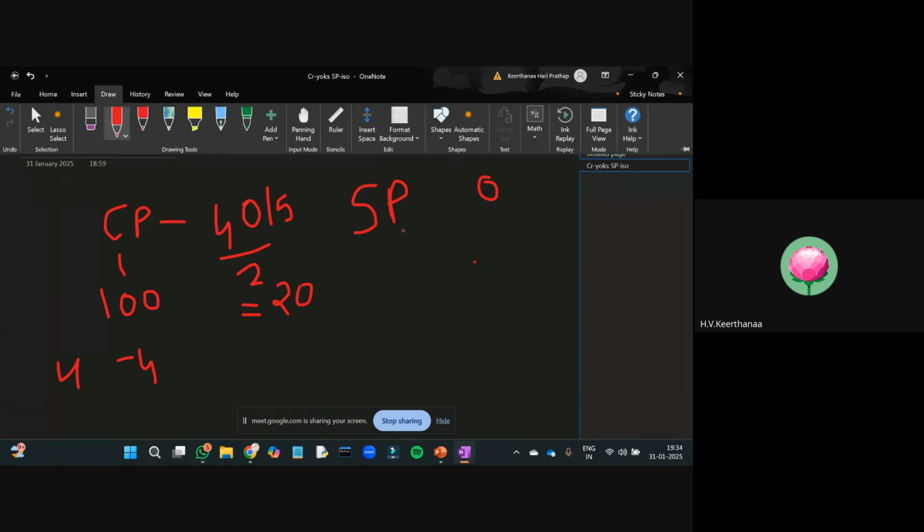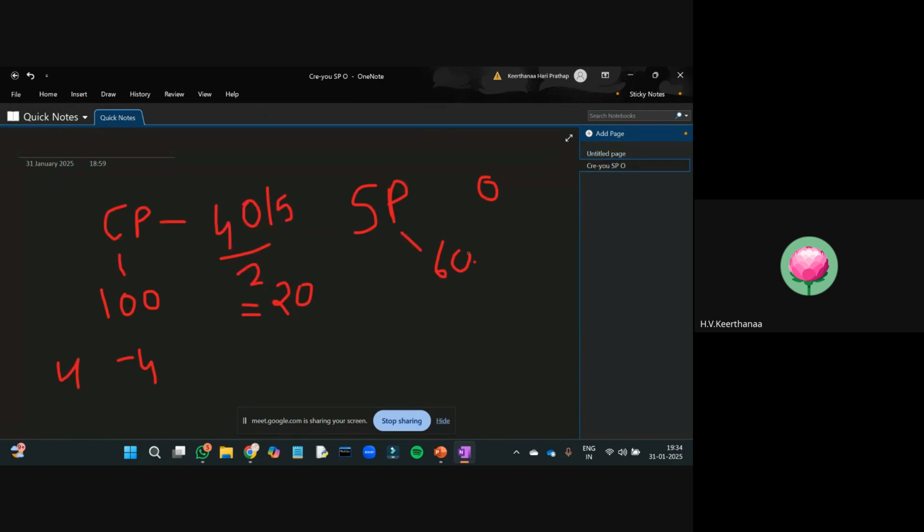So we had calculated SP to be 60, right? In that, now he's giving a discount of 10%. This is considered to be 100 when you do discounts, and you divide it by 10 to get a 10% discount. Sorry, 10. So you get 6, right? So now, what would be the selling price? It would be 60 minus 6, which is 54. So now the selling price would be 54,000.